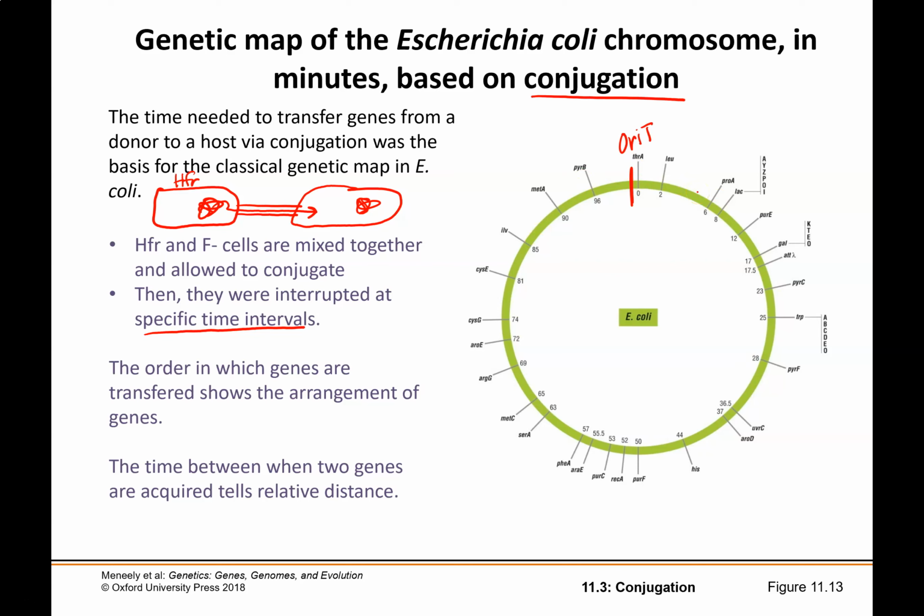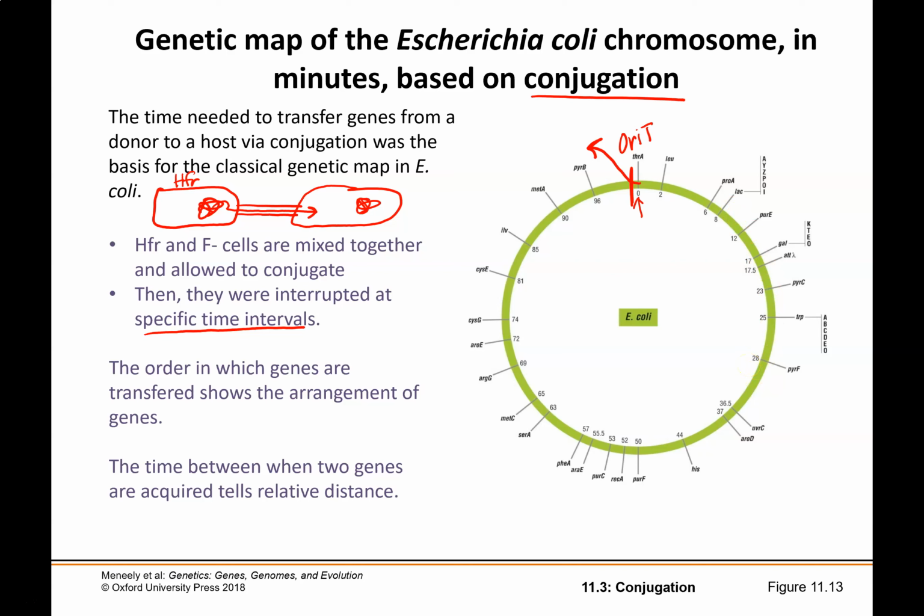So if our ORET, our origin of transfer, is here, and we allow this E. coli to conjugate with another, it's going to start transferring its genes. Now the first one that's going to get transferred is this 3A gene because it's closest. If we let it continue out to 2 minutes, our cells are going to have the 3A and the LU gene. If we continue out to 6 minutes, we get the pro-A gene, followed by the lac gene. So the longer you let this go, the more genes are going to be transferred.